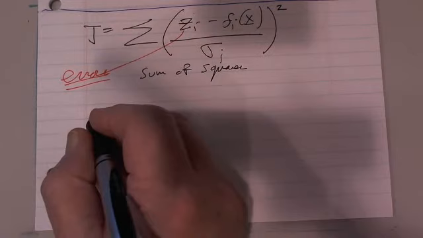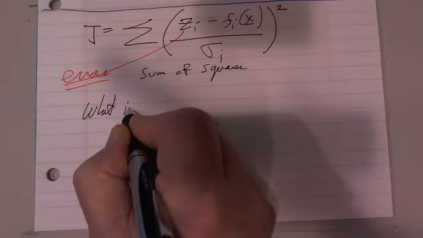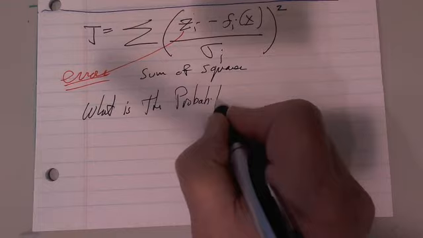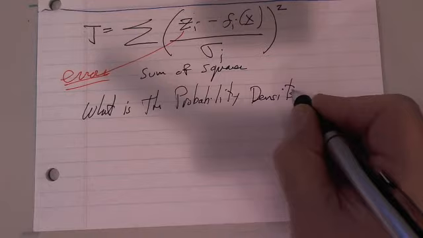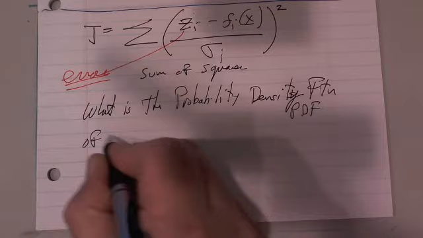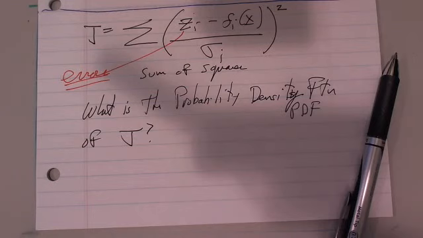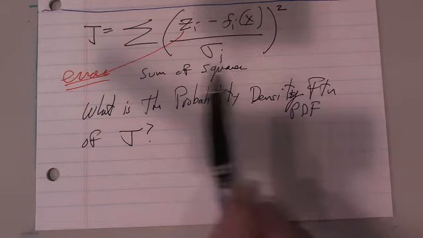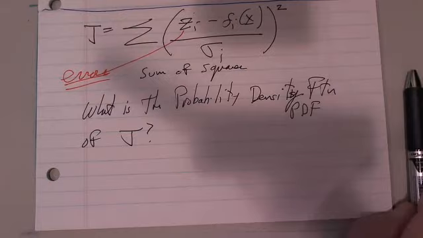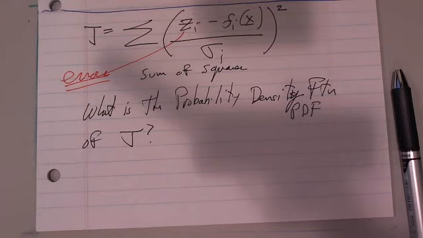And what we need to know is the probability density function, or PDF, of J. The PDF is the function that determines how we can do this detection. I've got to know what happens with this value of J. What we'll do next week, Tuesday, is cover the fact that J has a certain distribution.